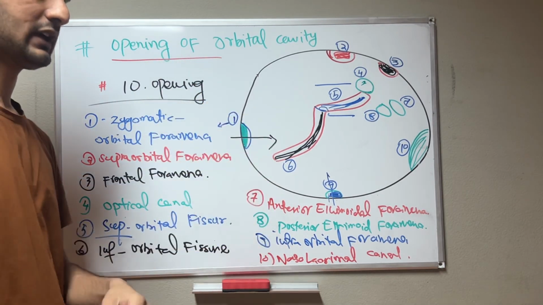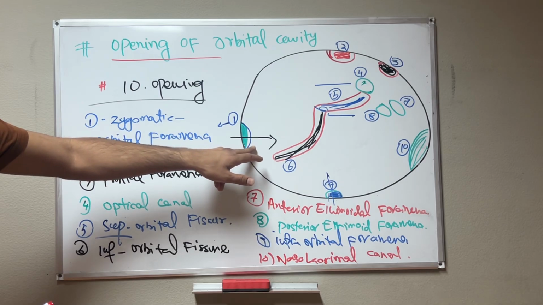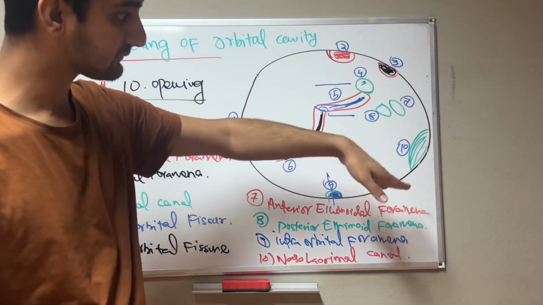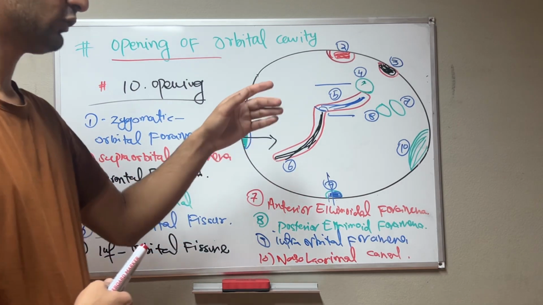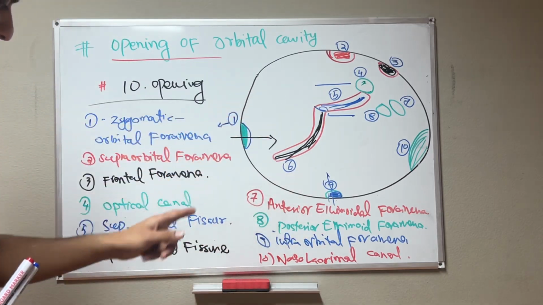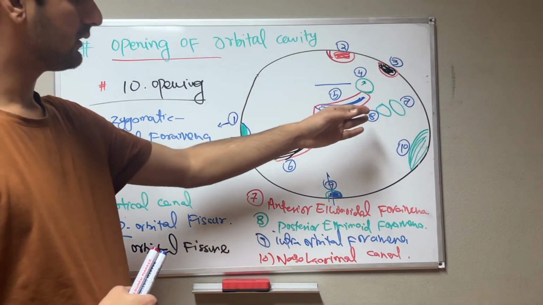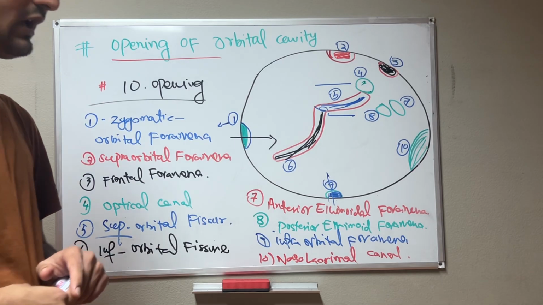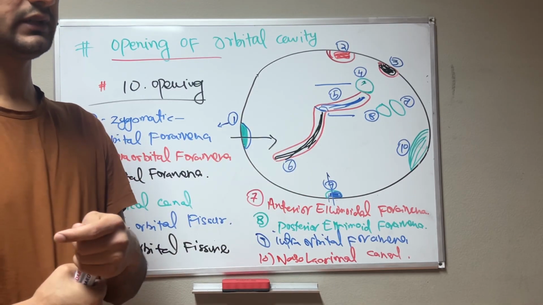Now we have discussed the 10 openings in the orbital cavity which connect with the orbit. First, the zygomatic orbital foramen, laterally. Then the supraorbital foramen in the superior wall. Then the frontal foramen in the medial wall. Then the optic canal, which we discussed in the lesser wing of the sphenoid bone, and the superior orbital fissure, between the lesser and greater wing of the sphenoid bone. Then the inferior orbital fissure. The seventh and eighth are the anterior and posterior ethmoidal foramina. The ninth is the infraorbital foramen, located in the inferior wall of the orbital cavity, and the tenth is located in the medial wall: the nasolacrimal canal. These are the 10 openings of the orbital cavity.